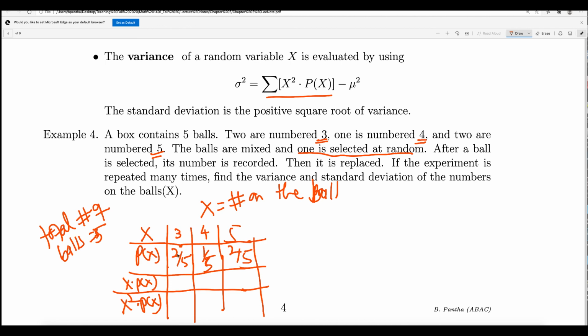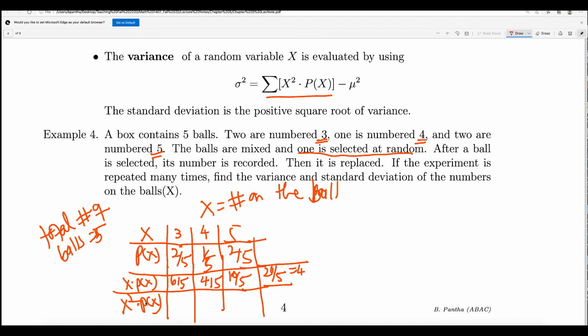So x times px is 6 over 5, 4 over 5, and then 10 over 5. What is the sum? Summation of x times px is 6 plus 4 is 10 plus 10 is 20 over 5. That is 4, right? So the mean is 4 because the sum of x times px is 4.